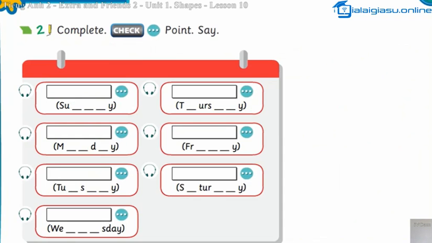In the exercise 2, we have to complete the words by filling the missing letters. Và trong phần bài tập số 2 thì chúng ta phải hoàn thành các từ vựng sau bằng cách là điền vào những chữ cái còn thiếu. Now we read through the words. Bây giờ chúng ta hãy đọc qua các từ nha.